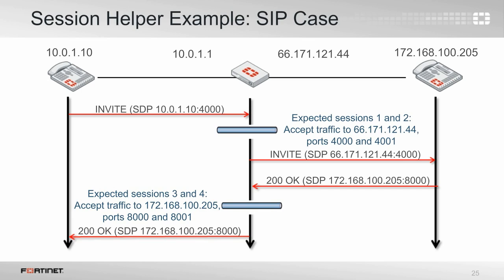Additionally, a FortiGate is doing NAT on 10.0.1.10 to 66.171.121.44. Once the control channel is up, a SIP phone sends an invite packet with its IP address and port numbers for 2 of the 4 data channels. The FortiGate session helper creates 2 expected sessions and translates the IP address inside the invite packet to 66.171.121.44.